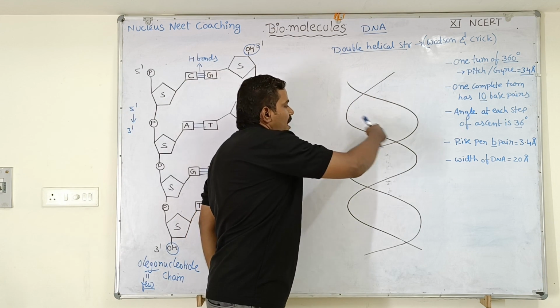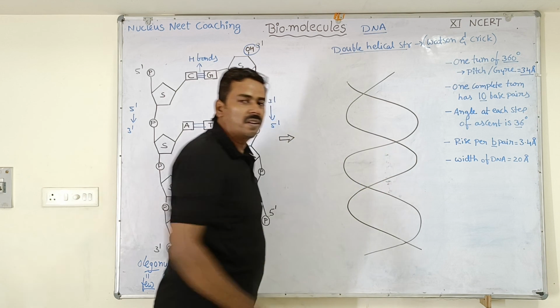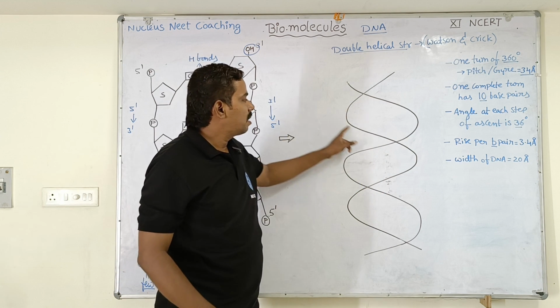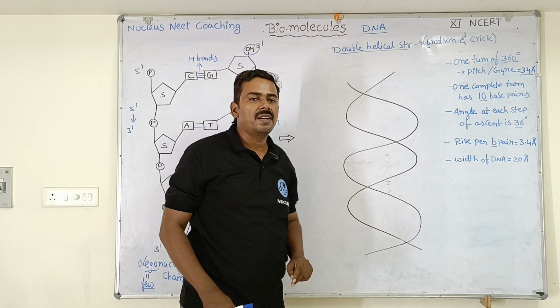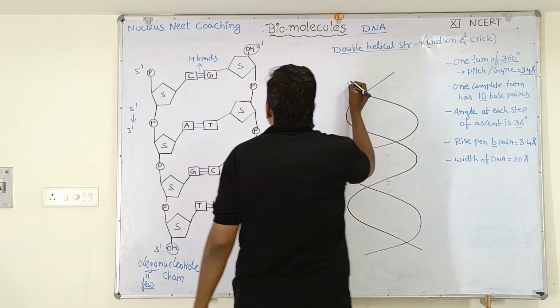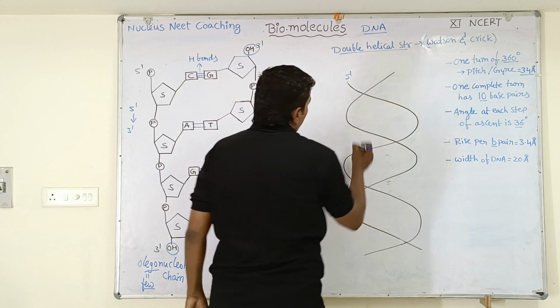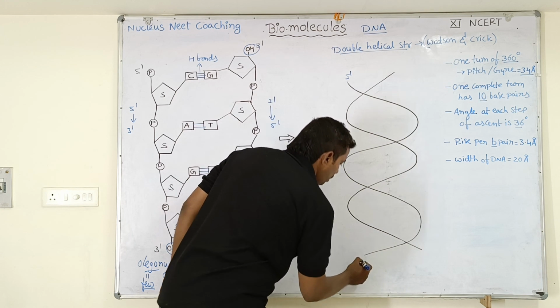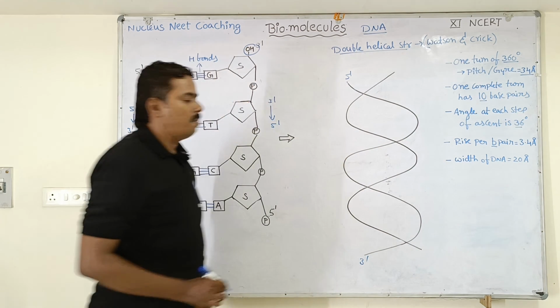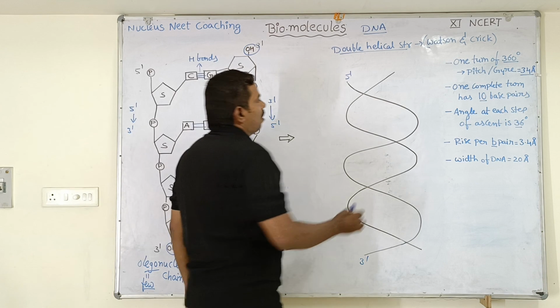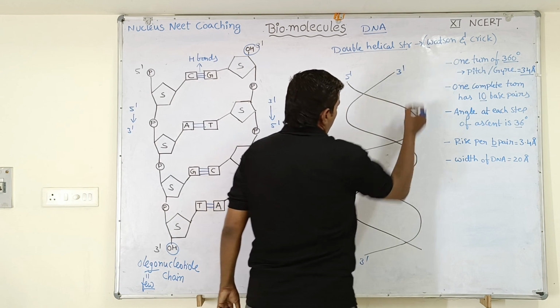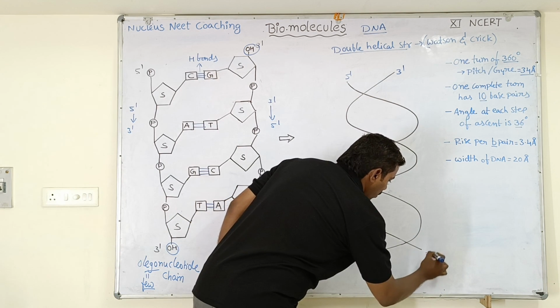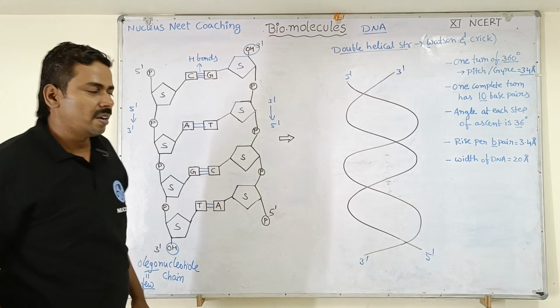So a single line represents a polynucleotide chain. So two lines represent two polynucleotide chains, and this is the 5' end, and the opposite end is the 3' end. Then automatically this end becomes the 3' end and this end becomes the 5' end of the polynucleotide chain.